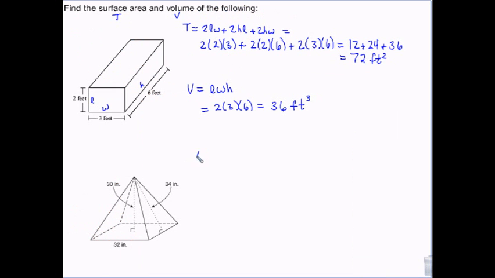So I have 1/2 of the perimeter. The perimeter is going to be 32 times 4, right? 4. Good. Times the slant height, so times 34. Plus the area of the base, which is going to be 32 times 32.